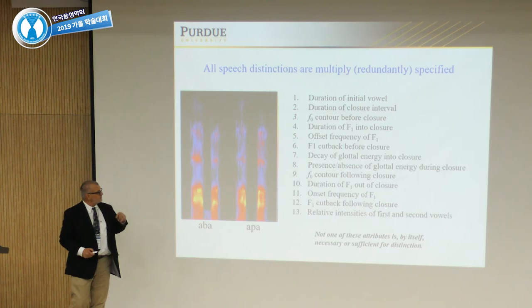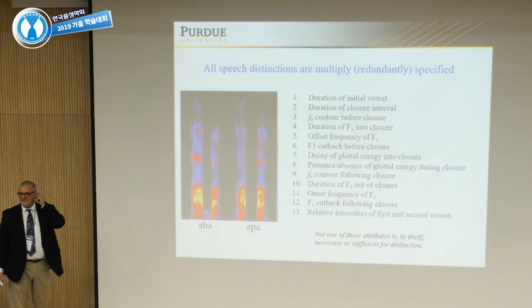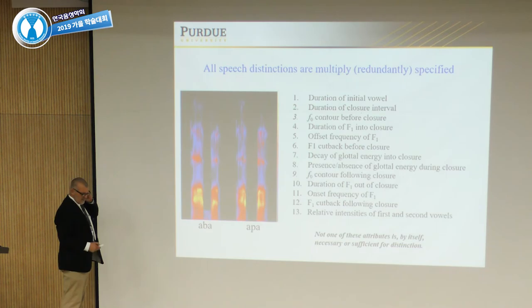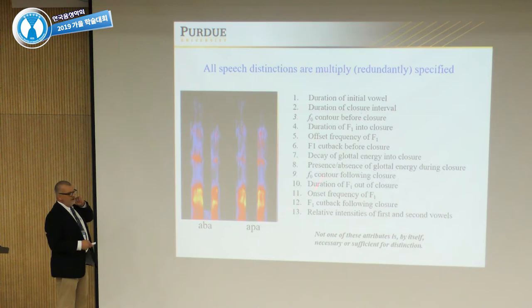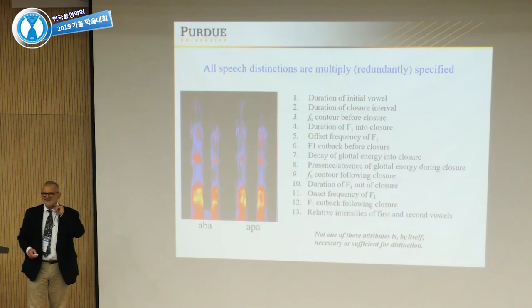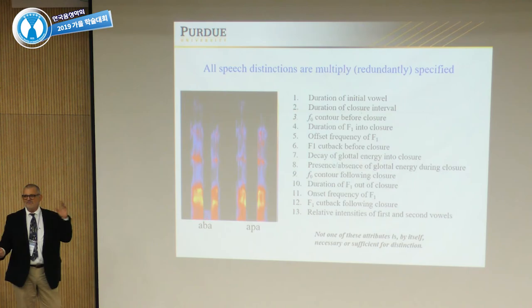This is a classic example where I only show 13 of the 16 different acoustic properties that contribute to the distinction between rapid and rabid. In addition to the fact that there are so many cues, no one of these guys will pull it off on its own. So Professor Youngman this morning really showed us how one, two, even just three was miserable. But if you pull them together, you can make some progress.